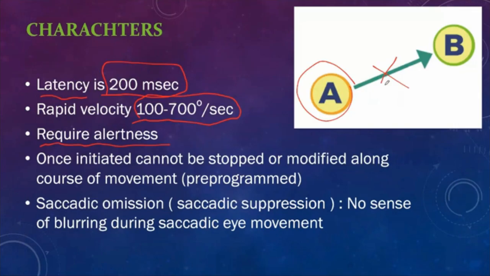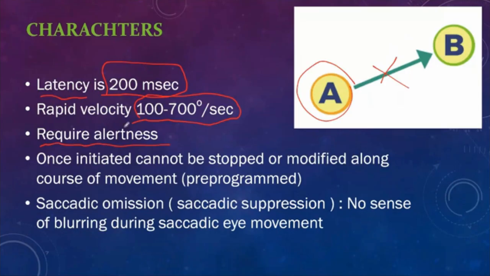But let me tell you something. If you stop in the middle, then your intention from the start was that you are not going to look to B, but you are going to look to the cross. That's why it is called pre-programmed. If you intend in the first place to look from A to B, you cannot stop in the middle. But if you stop in the middle, then your intention from the start was not to perform this full saccadic eye movement.